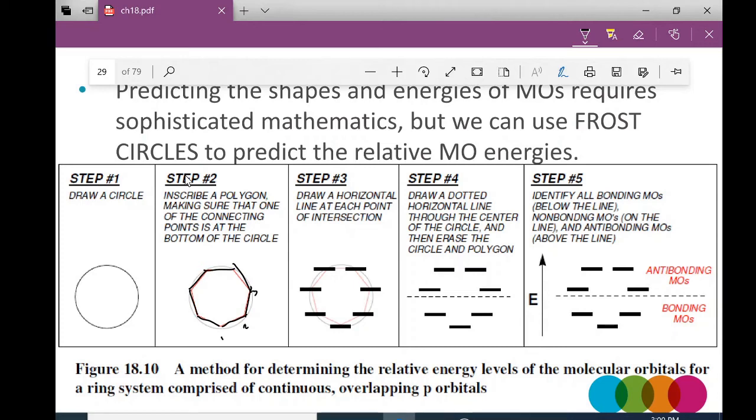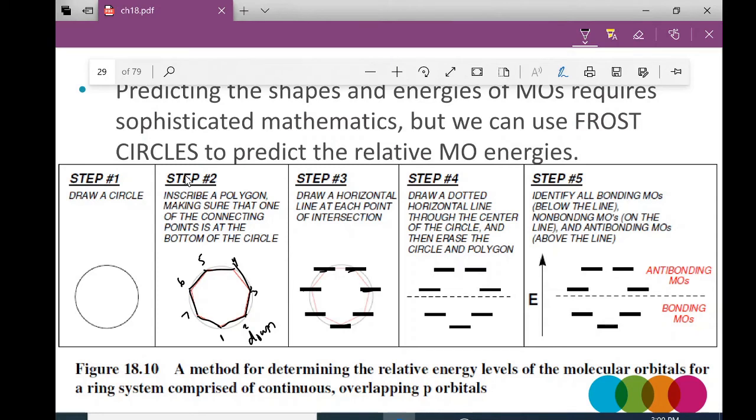It's a 7-membered ring. You inscribe the ring including that number of carbons inside your circle with one of them pointing down. You must have one of the carbons pointing down. It doesn't really matter which one, because if one of them is pointing down, this will work. And then you draw a horizontal line across each of the intersections of the carbon. So wherever you have a carbon, draw a horizontal line.